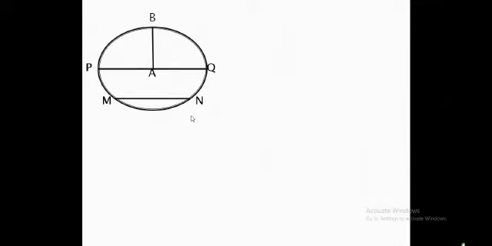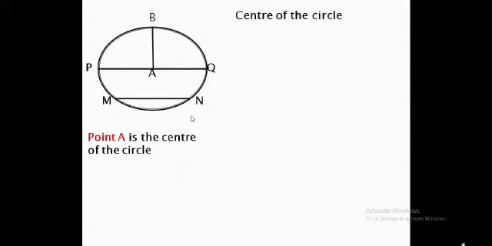Now this is a circle. I have drawn some lines on it, so I will tell you what each one is. Point A, you can see, is in the center of the circle. The center of the circle is the fixed point from which the circle is drawn. When you are drawing a circle, you have to keep the pencil at the center of the circle. Then only you can get a round circle.